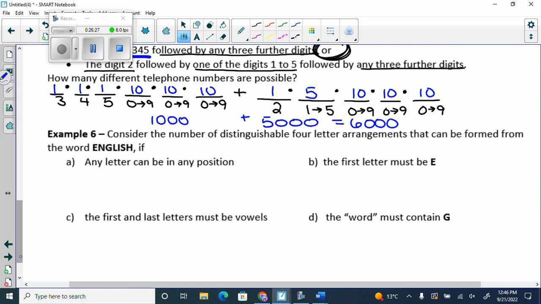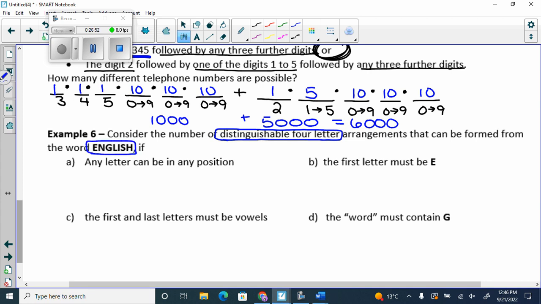So they'll always say distinguishable. Don't let that word throw you off. It just means looks different. And you're always going to find ones that look different. So you're always going to do what they're asking you to do, even though that might throw you off. Okay, so don't let the word distinguishable throw you off. So we want to consider the distinguishable 4-letter arrangements. We have to watch. We only want 4 letters. That can be formed from the word English.